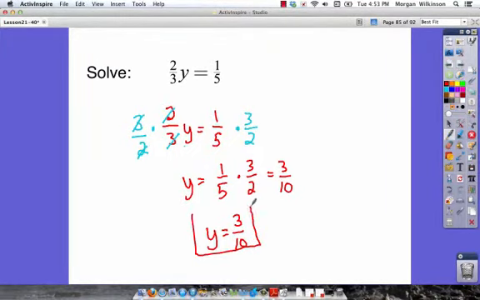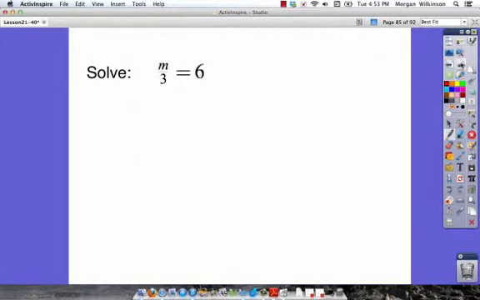If you didn't know that in the beginning with mental multiplication, that's okay, because we have a method like this where we can use the reciprocal to help us solve. We get the right answer every time when we go through it just like this. Y is equal to 3/10 in this case. Let's move on to our next slide.